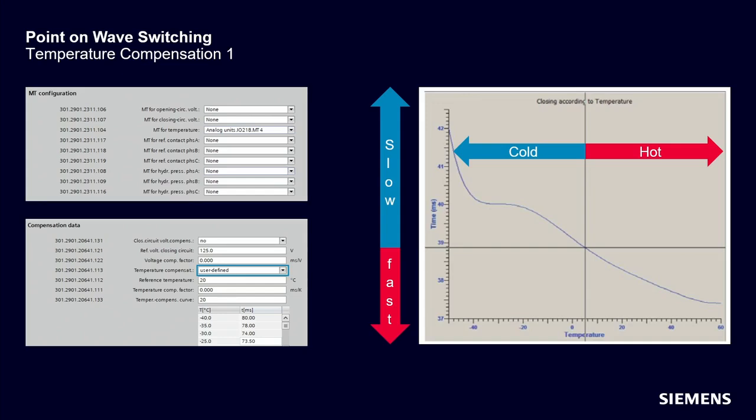As I have explained in the first part of the webinar, you can use IO218 module to connect the temperature. As an example, you can see that parameter number 104, MT for temperature, is configured to connect the temperature on MT4 transducer input. Then you can define whether to use linear or user-defined characteristics. Here you can see an example of user-defined curve. You can then build your own curve.